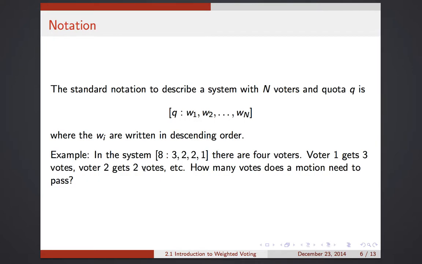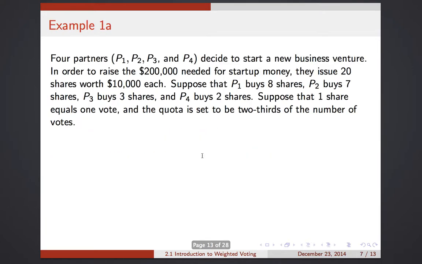So how many votes does a motion need to pass? Well, the answer to that is the number in front of the colon. That's the 8 there. So for a motion to pass in the system, you need 8 votes. Notice that 3 plus 2 plus 2 plus 1 is 8. So if you need 8 votes for a motion to pass, and there are only 8 votes in the system to begin with, then you need a unanimous decision here to pass anything.